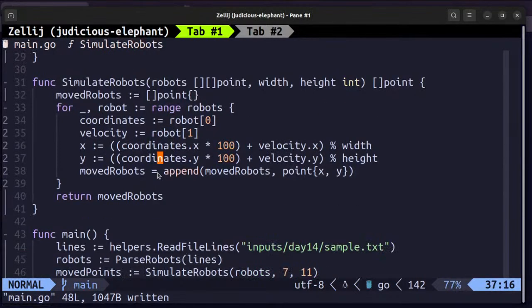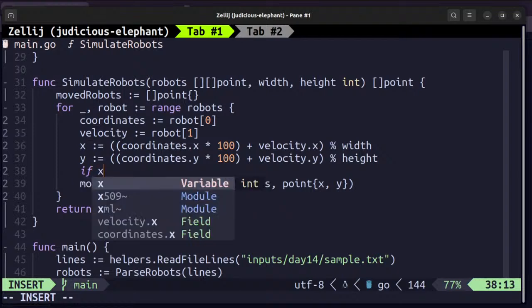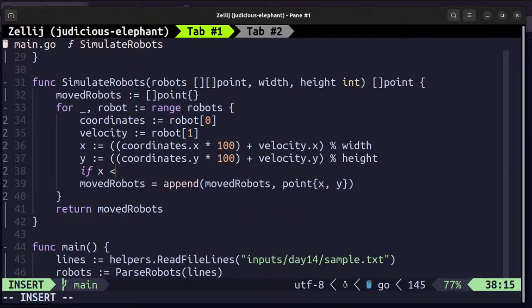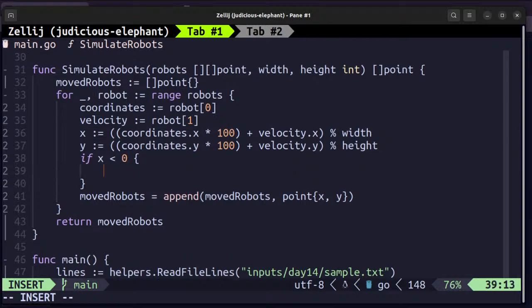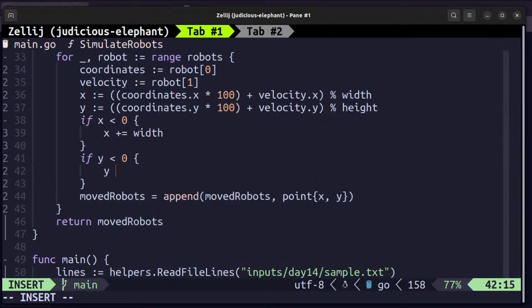Oh, okay. We need to make sure we are within the bounds, so we need to add the boundaries, right? So we teleport back to that position. Let's say if x was less than 0, then what we do is add the width, and if y is less than 0, we add the height.